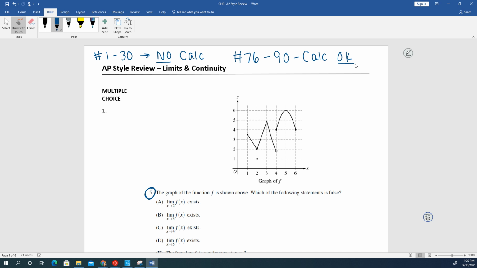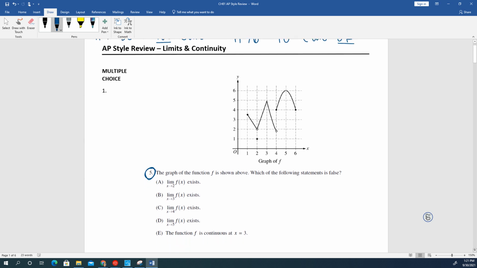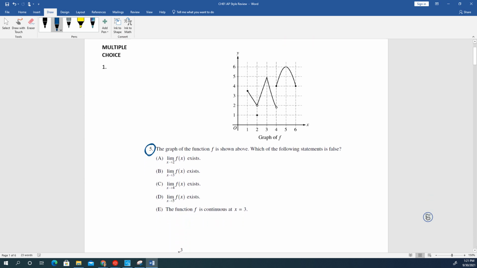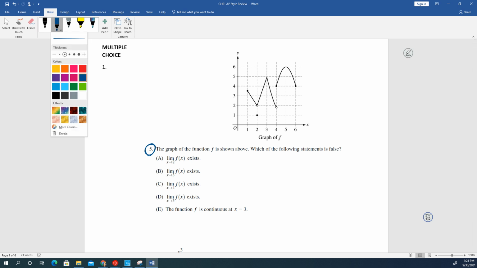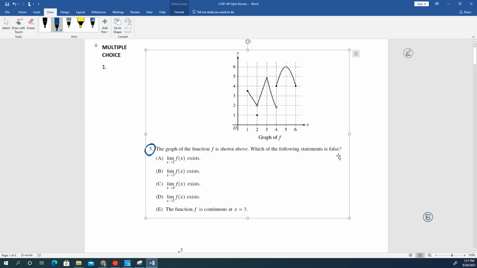Okay, let's look at this problem. Oh, the ink stays on the page. I thought it would scroll with me. Good deal. Okay, here we go, and I'm just going to go through these with you. The graph of the function f is shown above. Which of the following statements is false? As I mentioned, a lot of the times they like to be tricky with these multiple choice ones. You just got to read it very carefully.